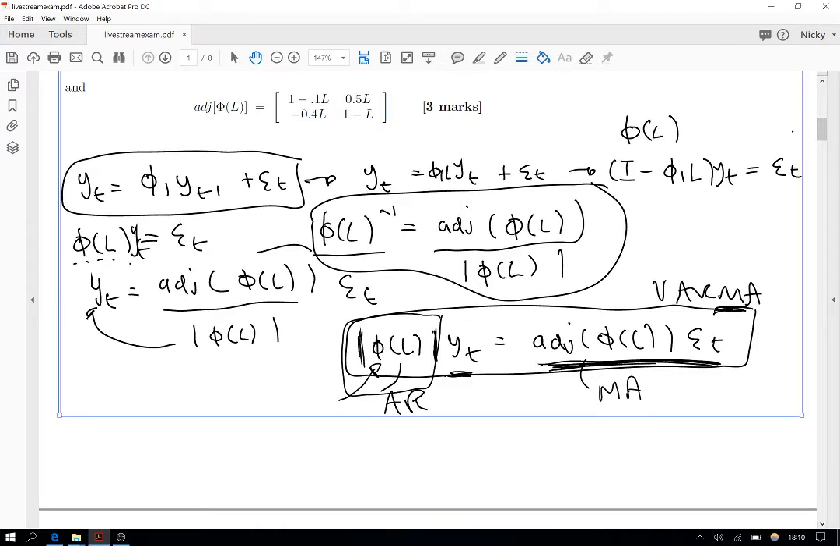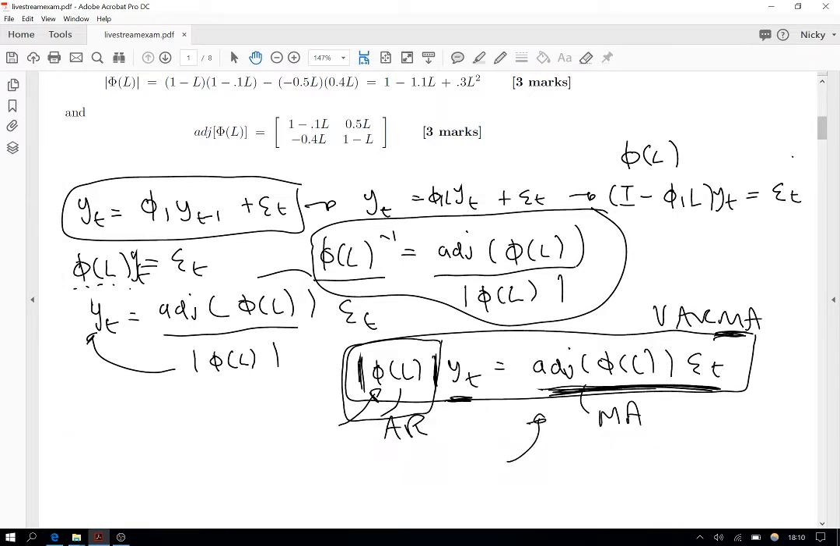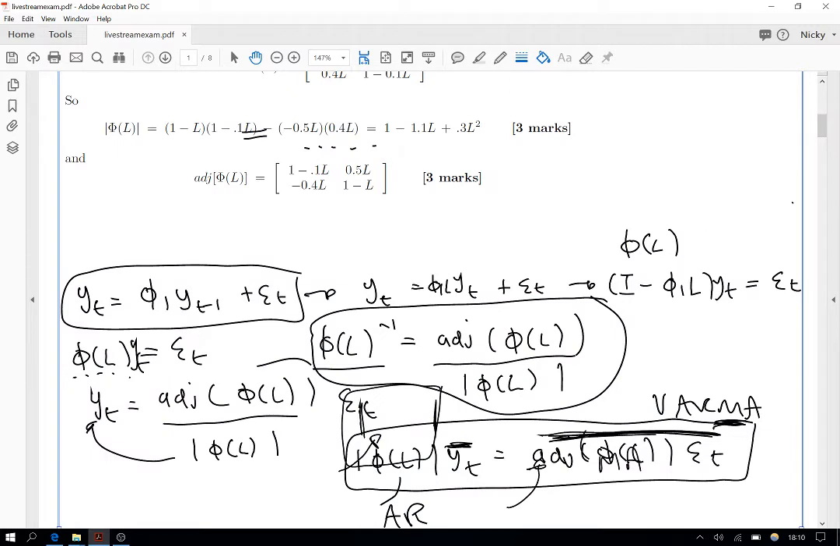So that's it. And again, just to reiterate, because the question didn't ask you to formally derive it, it didn't ask you to explain why, you could just state the VARMA representation and then work out the relevant matrices. So then from then on it's relatively straightforward.